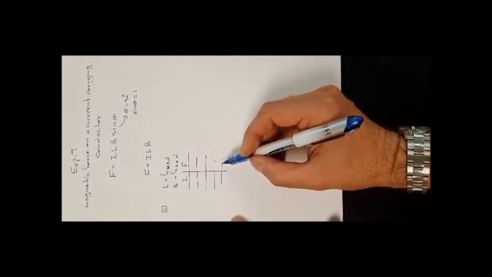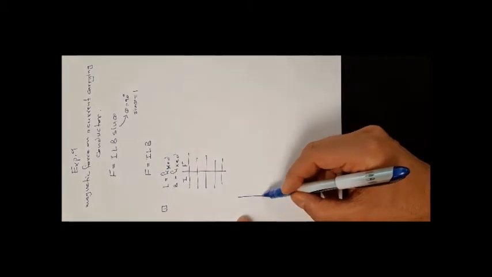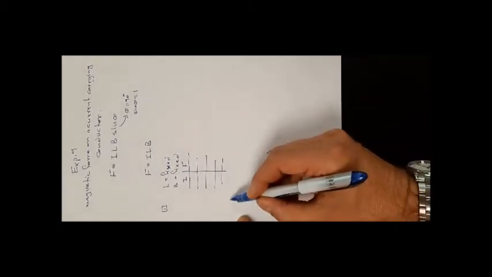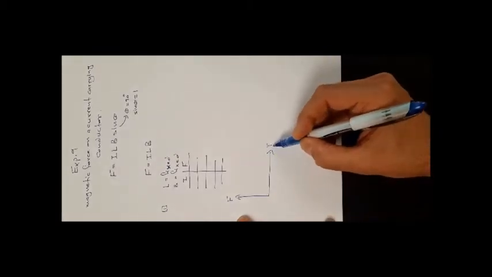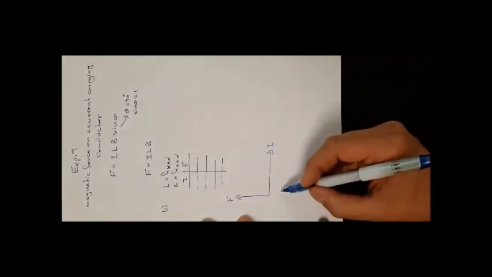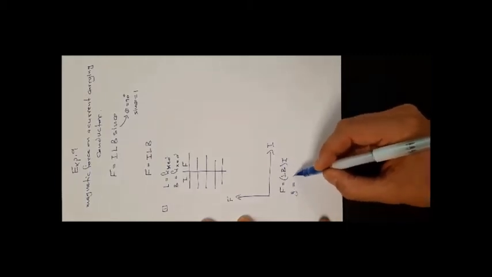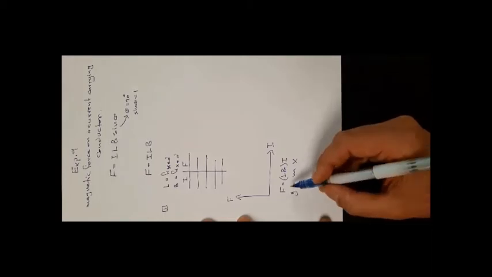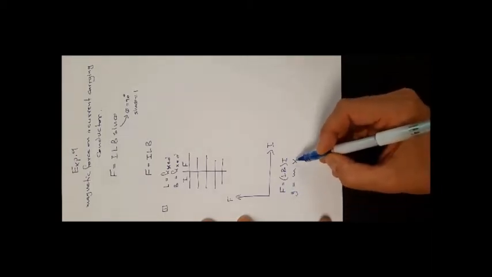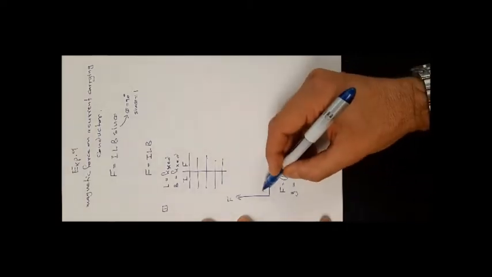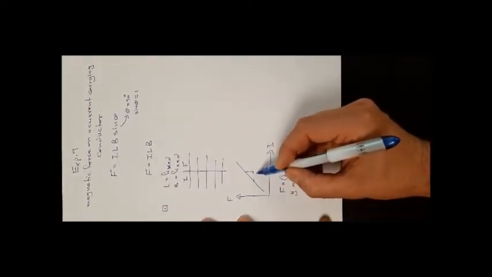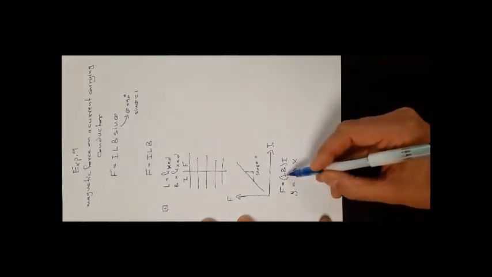Then we will make a graph. We will put the force on the y-axis and the current on the x-axis. According to this formula, F equals LBI, this looks like y equals mx. So when I put F on the y-axis and I on the x-axis, I expect a straight line, and the slope of this straight line must equal L times B, the length of the wire times the value of the magnetic field. This is the first part of this experiment.